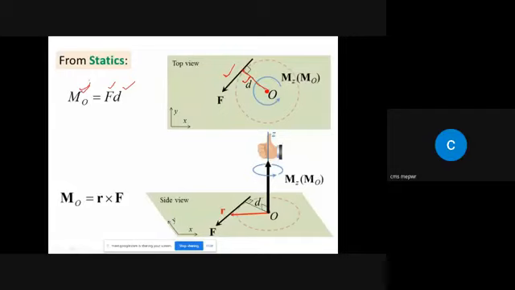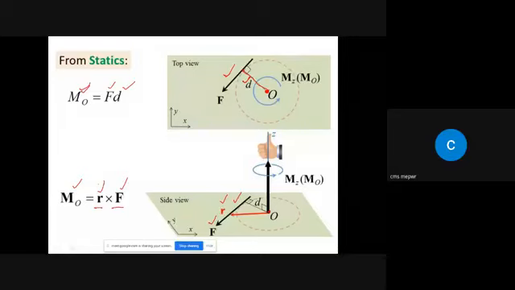In vector form, how can we get the moment? It can be calculated by the cross product of the position vector and the force vector, that is r cross F. For example, if we have a force and want to find the moment about any point, we need to find the position vector r and also the force vector. Then we take the cross product of both vectors, and we will be able to find the moment vector, right?